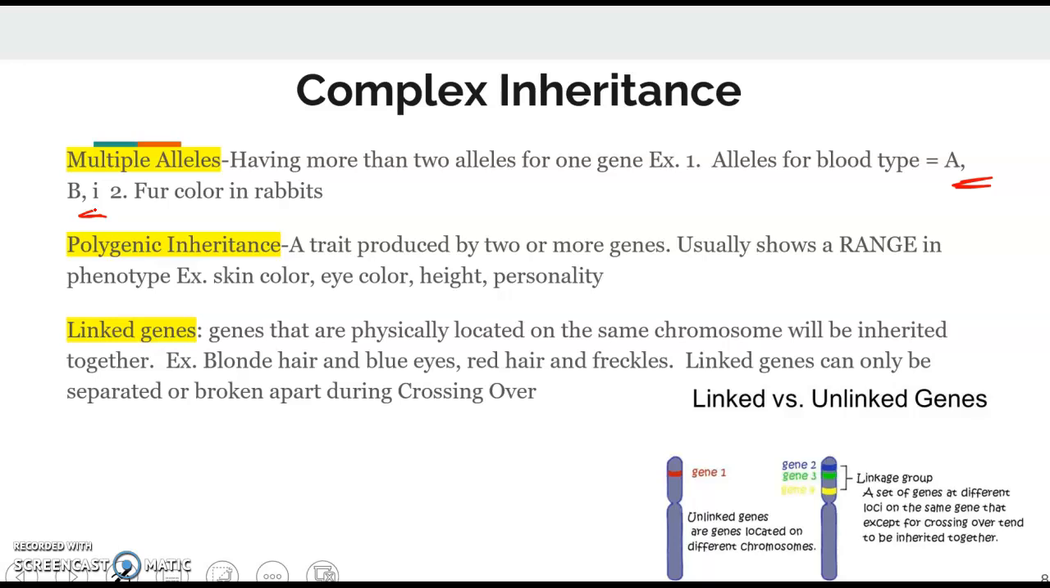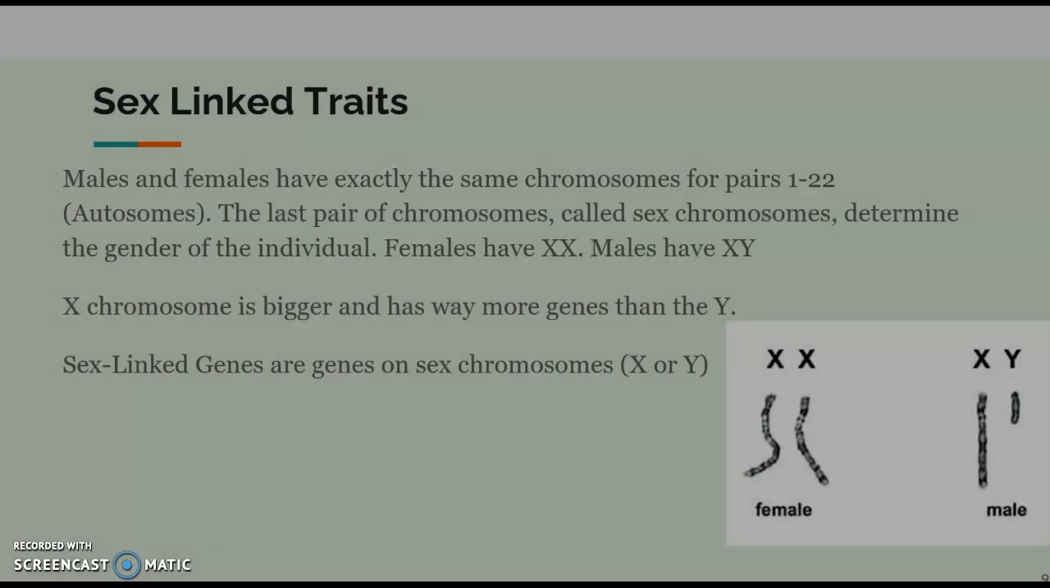And then linked genes are physically located on the same chromosome, so they're probably very close together. A lot of times you notice that there are some traits that kind of go together. You've got blue eyes and blonde hair or something like that. And that is probably because they are physically close together, right? That's my example. All right, next.